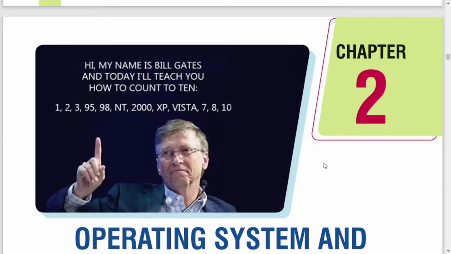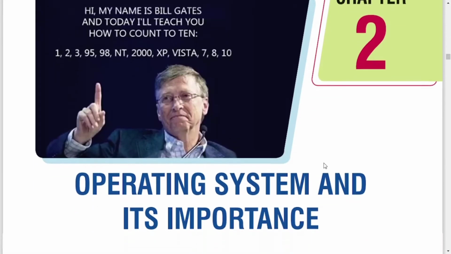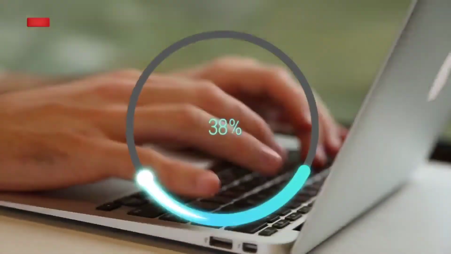Welcome to It's Rafiq. In today's video I am going to explain chapter 2 of class 9 computer science. The chapter name is operating system and its importance.